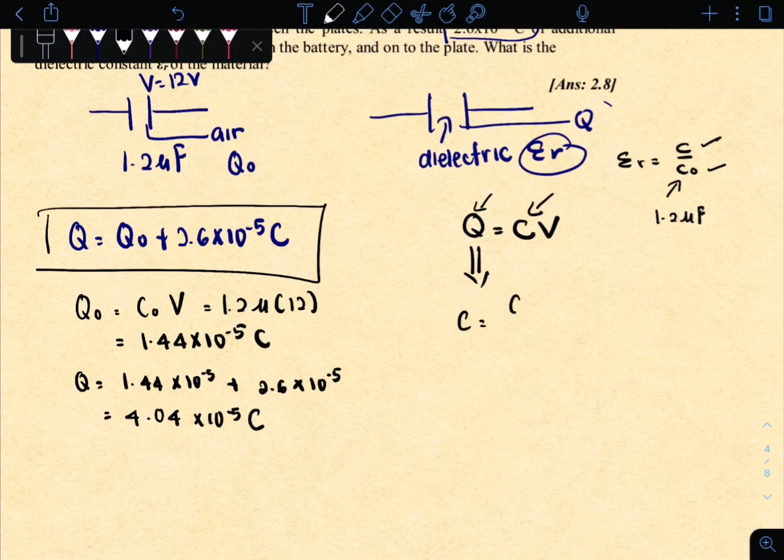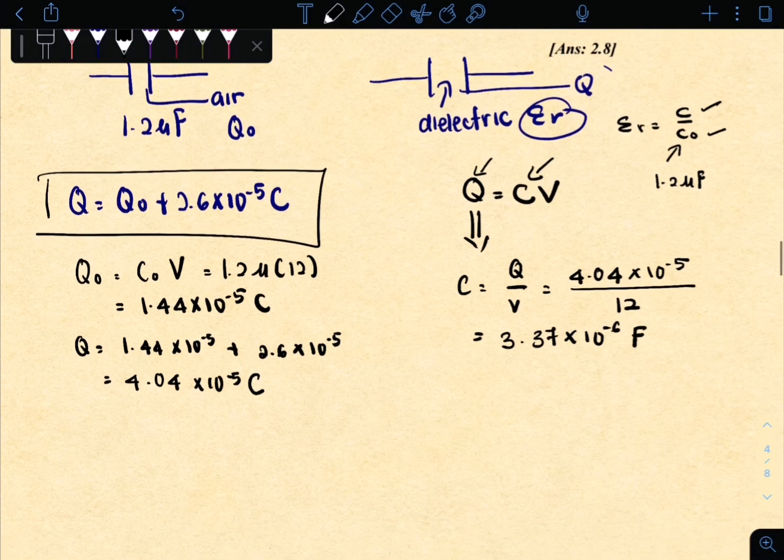From here you can now find your C by rearranging this equation. Your C is equal to Q over V, where your Q now is 4.04 times 10 to the power negative 5 coulomb divided by your V here, which is 12 volt. Masih battery yang sama sebab you did not remove the battery, you still connect them across the same battery. After you calculate, you press your calculator, you will end up with your C as 3.37 times 10 to the power negative 6 farad.